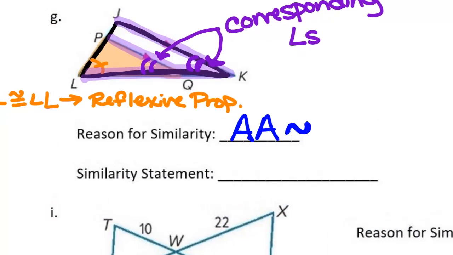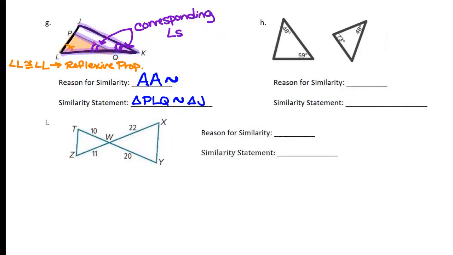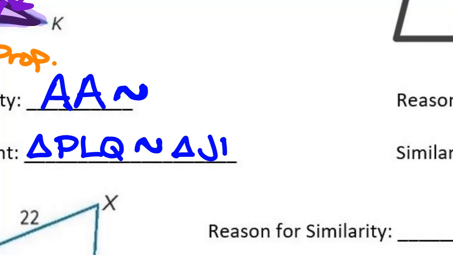And now we're going to write a similarity statement. Let's call our first triangle PLQ. Triangle PLQ is similar to triangle P has no arc markings on it. What's the other angle with no arc markings? J. L is congruent to L, so what would have to come next? L, so JL, K. Because angle Q has two arc marks on it and angle K has two arc marks on it.